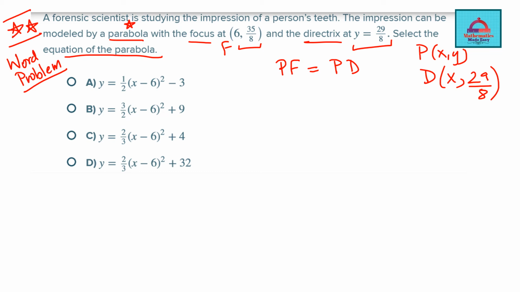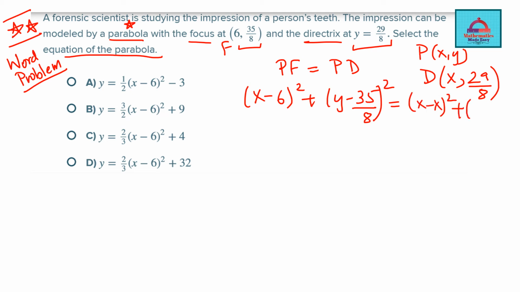So let's solve now, and we are going to be now using the distance formula. So for finding PF, straight away I'm just squaring the sides. I'm not putting any square roots to make it easier. So P and F, so x minus 6 whole square plus y minus 35 over 8 whole square is equal to PD. So for P and D, the x coordinates are the same. Next step it will cancel, and then y minus 29 by 8.